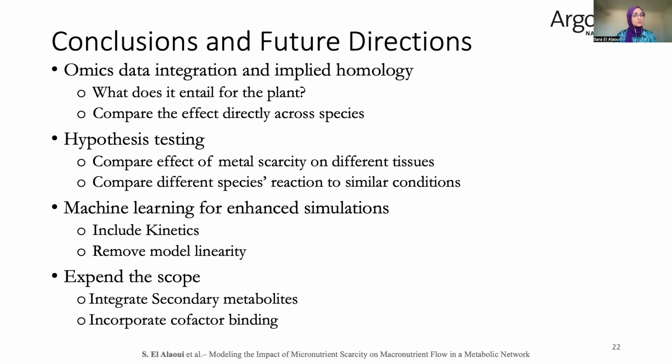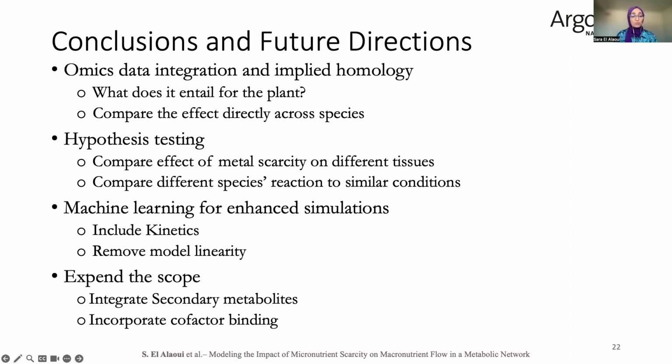And so we've used implied homology to reconstruct the metabolic model of poplar and sorghum from the manual curation of Arabidopsis. And we've shown how we can use this along with just a transcriptome from experiments to generate hypotheses and compare different tissues, compare different treatments within the same species, but also across different species.